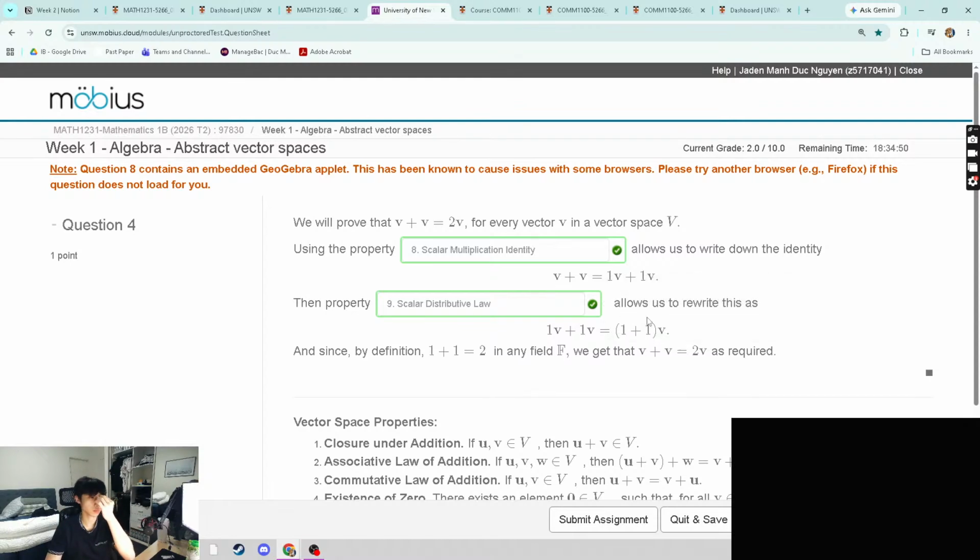Okay. So I'll just write the proof out. Prove a vector v plus a vector v is equal to 2 times vector v in vector space v.